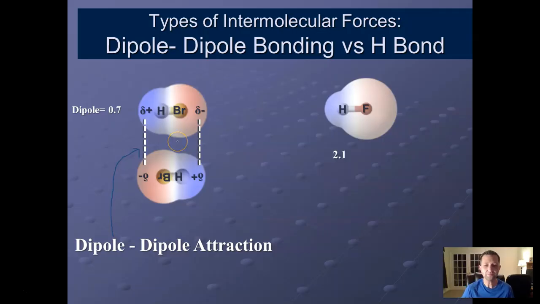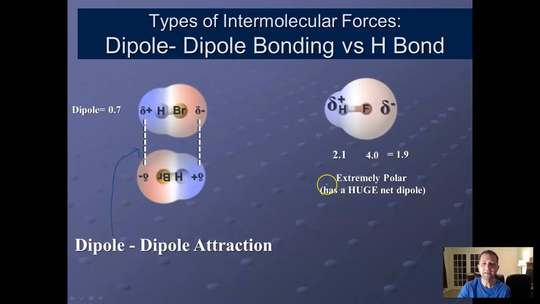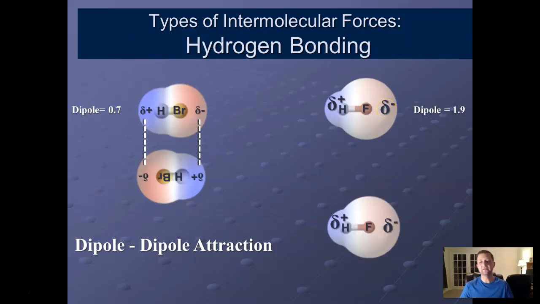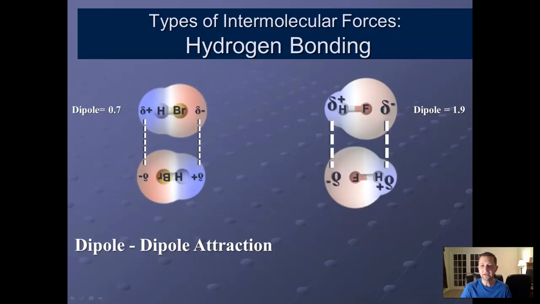Okay? HF though, H is a 2.1, fluorine is a 4.0. Look, difference is 1.9. This is a humongous difference. So I tried to highlight that here. And look, I gave you the partial negative dipole here, and then the partial negative dipole here is much bigger. So the stronger dipole is on HF, okay? What does that mean? Another HF comes along and it's attracted to it, right?